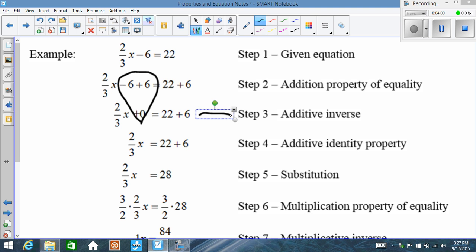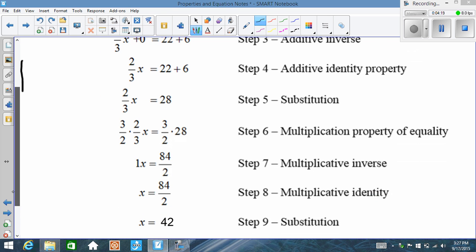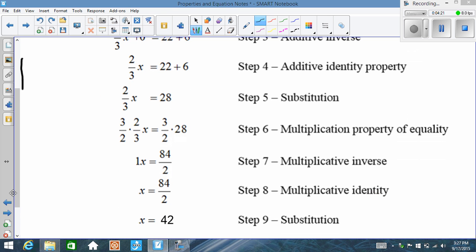Okay? Next one, step 3 to 4. We did the 0 plus something equals this. So that is the additive identity property. So what we see changes from step 3 to step 4 is that there. As we go down the line here, the next step from 4 to 5 is they just simplified some stuff, and that's called substitution. So right here, this became this, all on the right side, that's substitution.